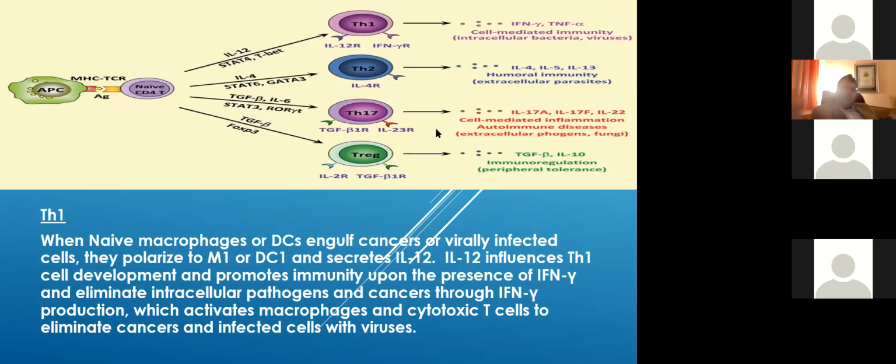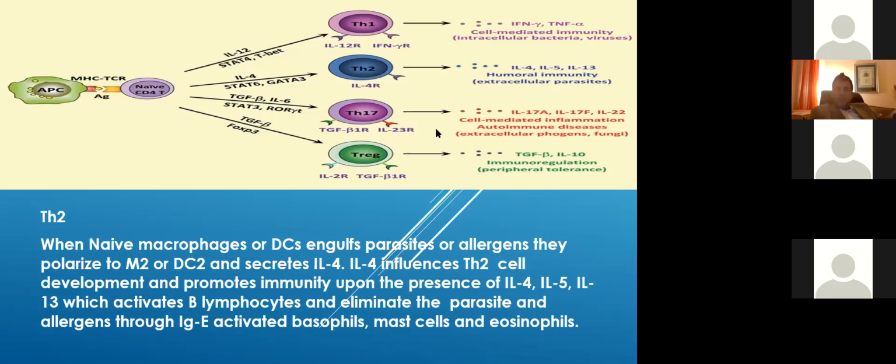So now we know the direction here all depends on what the macrophage eats. If they eat cancer, whole cell cancer, or infected cells with virus, they polarize into M1, and then M1 polarizes the naive T cells into Th1. And they start secreting interferon gamma.